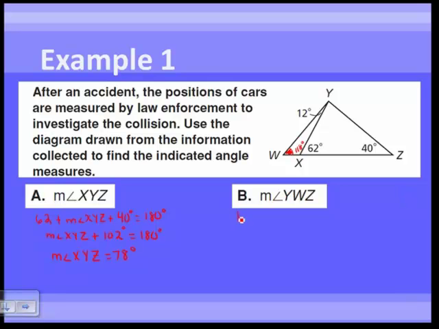And so that means I have 118 plus 12 plus the measure of angle YWZ equals 180. So if we add these two together, we get 130 plus the measure of angle YWZ equals 180. Subtract 130 from both sides, and the measure of angle YWZ is 50 degrees.